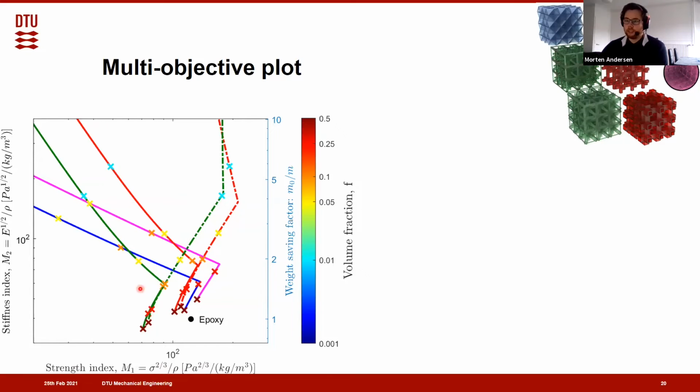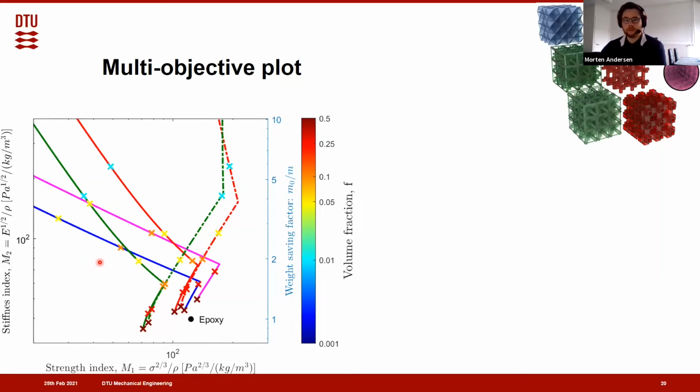So we can see that if we want to have high strength, then we need to be to the right, and if we want to have high stiffness, we want to be upside. So the optimal microstructures will be up in this area. We can see here that the hollow versions are the ones that are performing the best. And here I should mention that these colored markers indicate the volume fractions of the individual lattices.